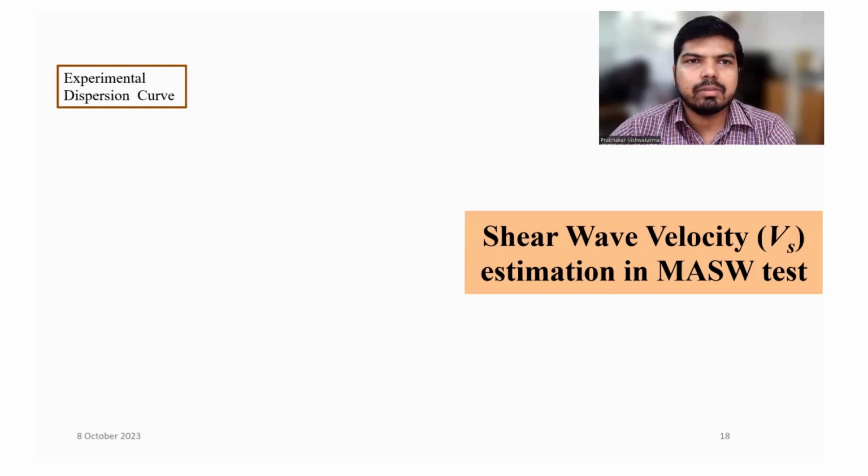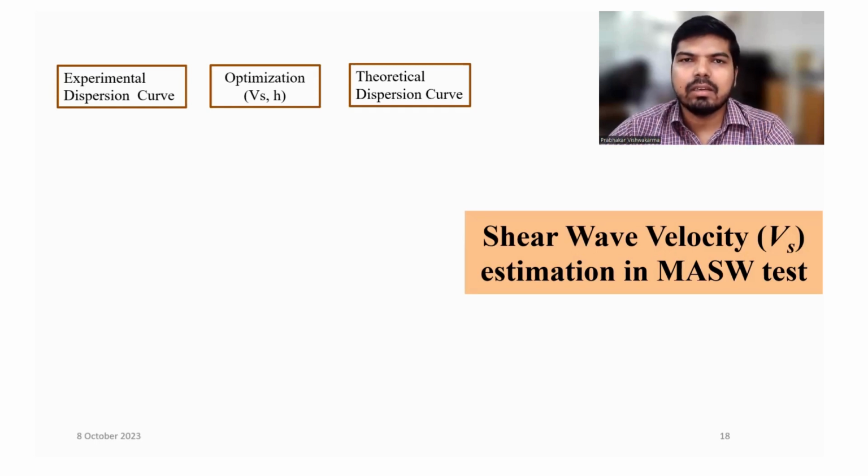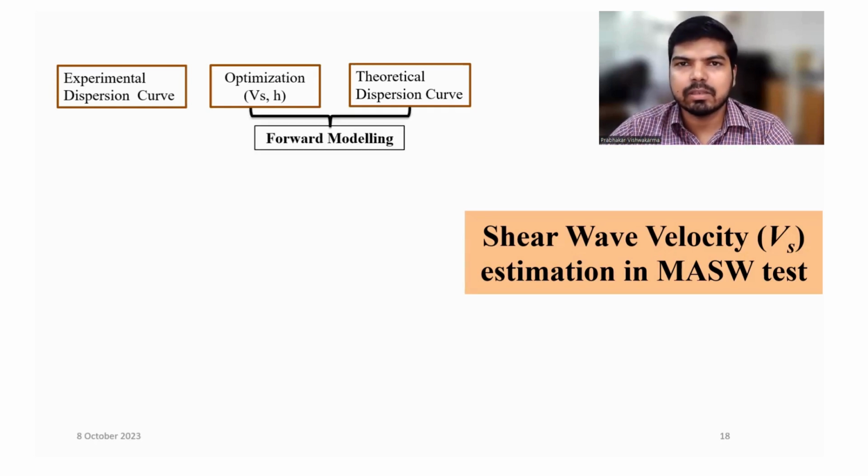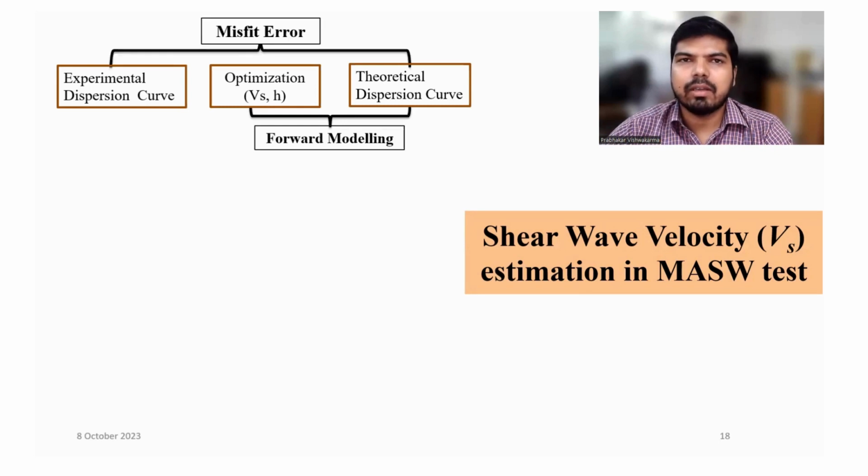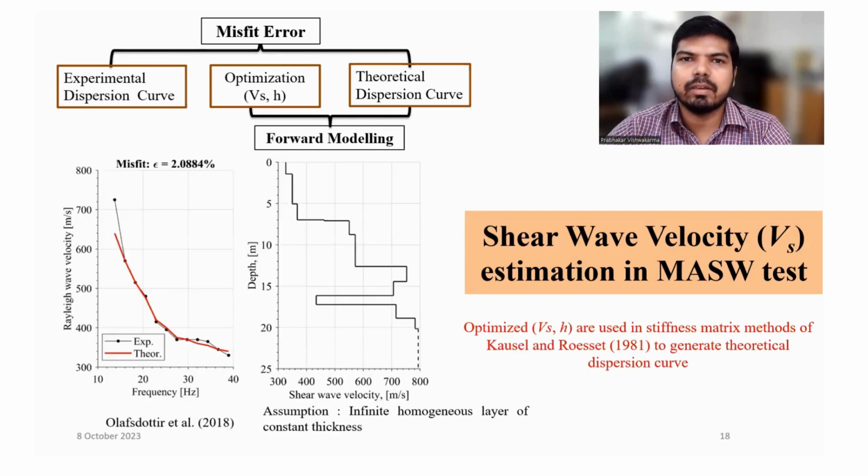So you have the experimental dispersion curve. You have calculated the VS profile using various optimization techniques. Then for the optimized VS profile, you calculate the theoretical dispersion curve. From optimized VS profile to theoretical dispersion curve, that is forward modeling. Now between the theoretical and experimental dispersion curves, there is some comparison, such as the L2 norm, which you calculate. That is the misfit error.